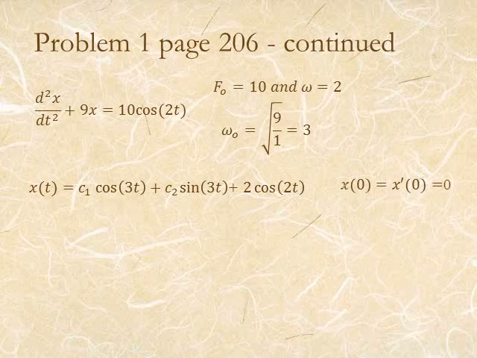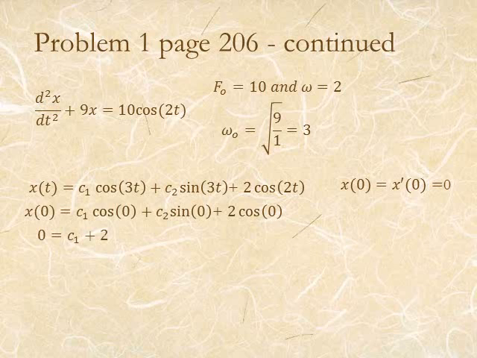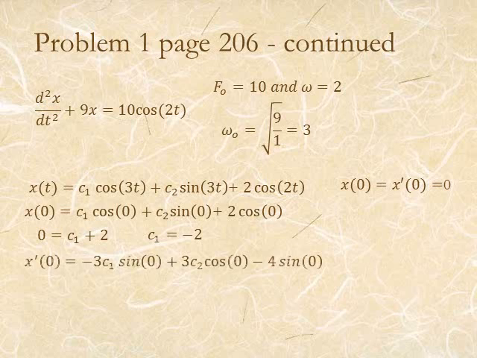So they give us this initial condition that the position and the first derivative of the position is equal to 0 at t equals 0. So we're going to plug that in. So the position of the function at t equals 0 is 0. So that's going to allow us to find that c1 equals minus 2. And then the first derivative of the function is 0 at t equals 0. So that's going to basically tell us that c2 equals 0. And then, so that's going to be our solution.